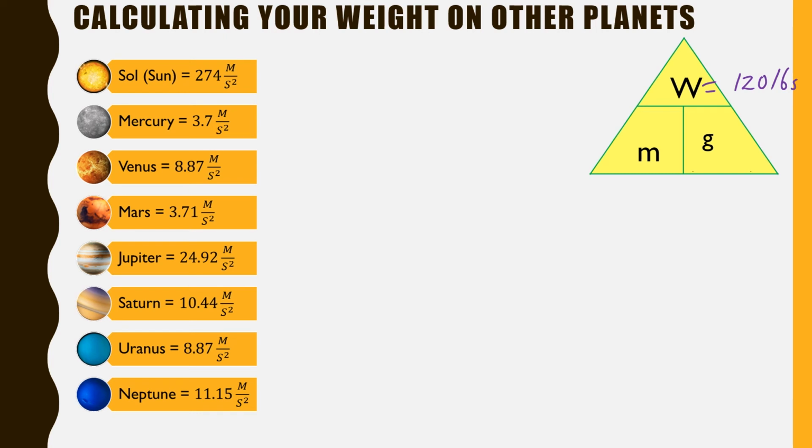Now, the problem here is that with weight, and we say 120 pounds, weight's a force, so we're actually going to have to convert that to kilograms. But that's actually not that hard. There's a couple ways of doing it. You can multiply it by 0.45 to get a rough estimate, but we're going to do it the correct way. So 1 kilogram is equal to 2.2046 pounds. So we're going to take 120 here and divide it by 2.2046 pounds, and that's going to give us a weight.